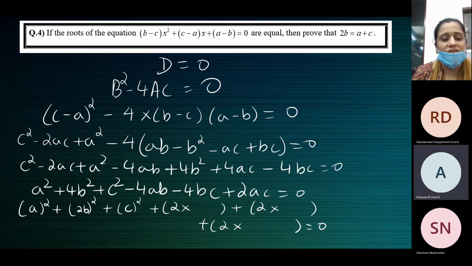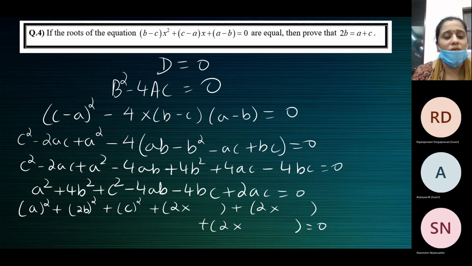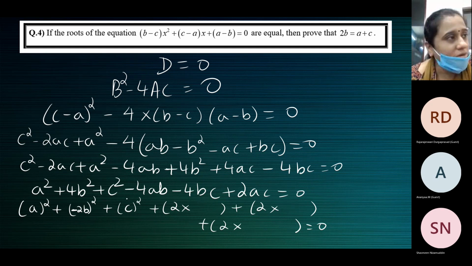But look at the minus signs. Look at the other terms, minus 4ab, minus 4bc. They're negative. And b is the algebraic factor which is common, so the b term will be negative. Because it's minus 4ab, minus 4bc, wherein the algebraic factor b is common, that b term will be negative.